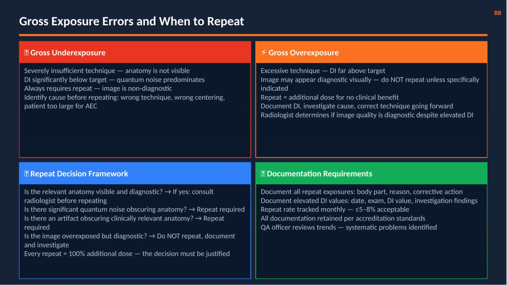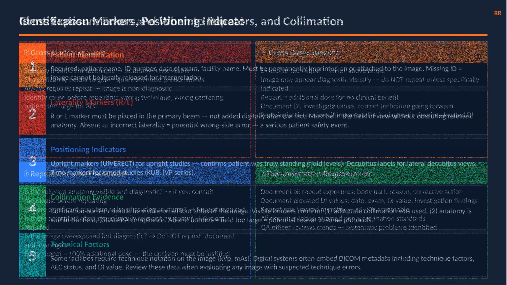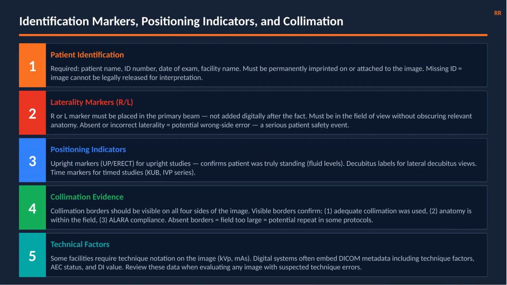Documentation. Document all repeat exposures with body part, reason, and corrective action. Document elevated D1 values with investigation findings. Track repeat rate monthly. 5 to 8% is the acceptable threshold. 5 identification requirements. Patient identification. Patient name, ID number, date, and facility must be permanently imprinted on or attached to the image. A missing ID means the image cannot be legally released for interpretation.